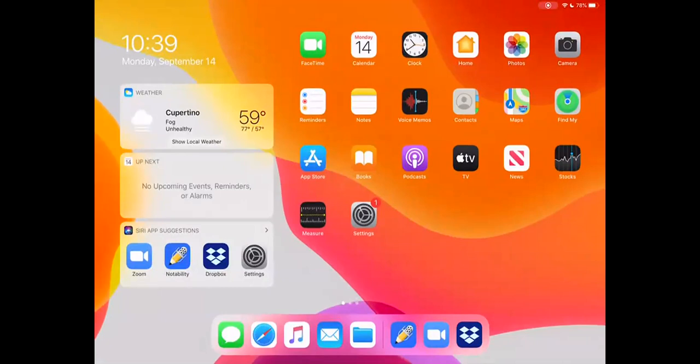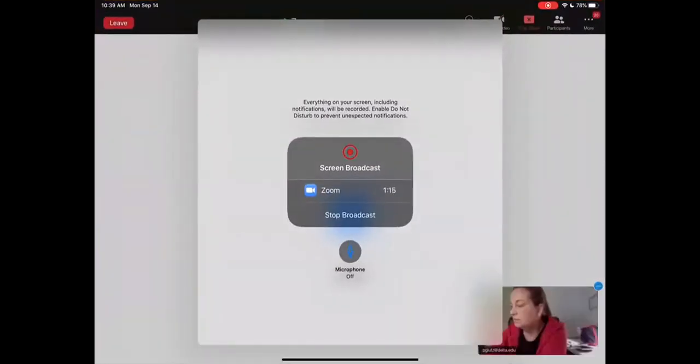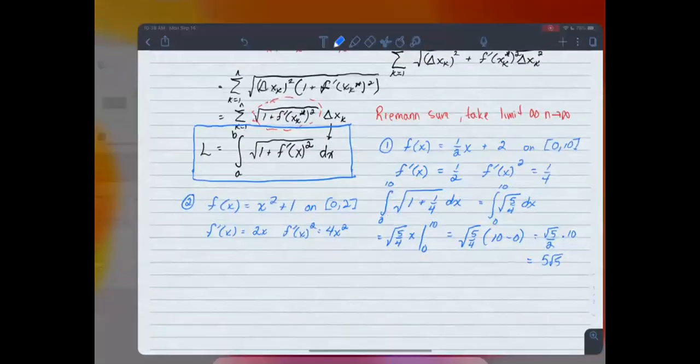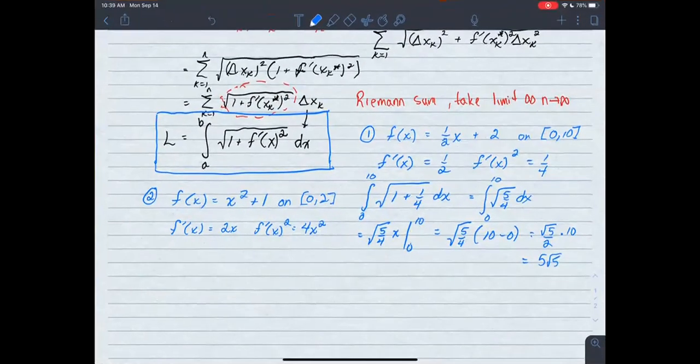Oh, and I keep jumping out. I keep hitting my trackpad on here. Okay, there we go. My integral that I've got set up for length is integral from a to b, so 0 to 2, the square root, and the square root is built in here, of 1 plus 4x squared dx. And that's it. Now, in order to calculate this, we do need technology at this point in time.